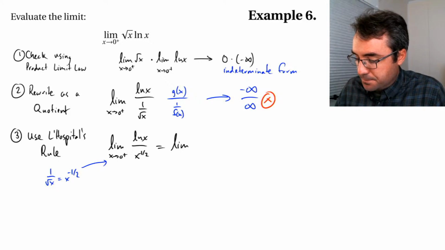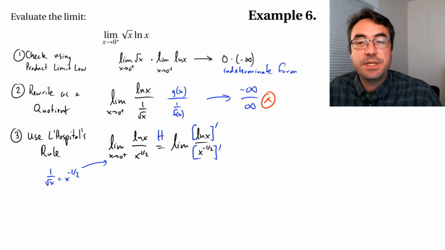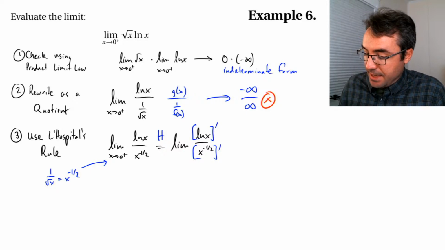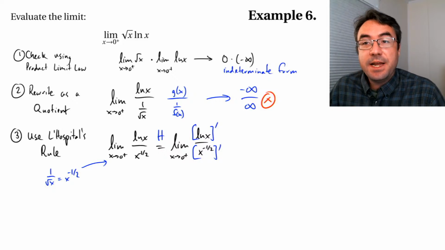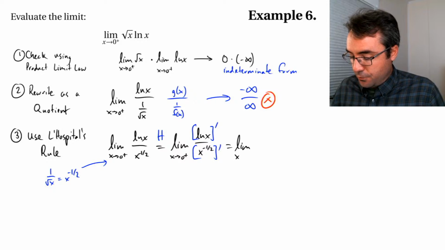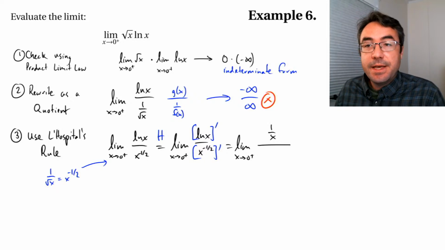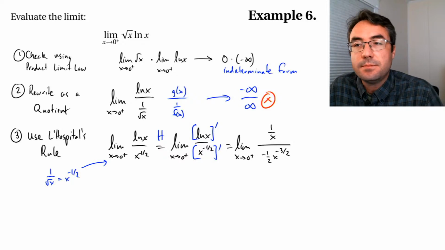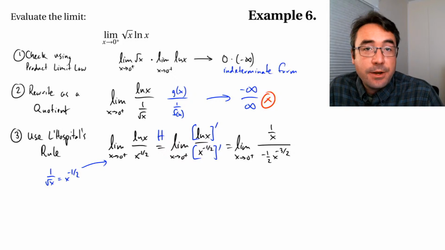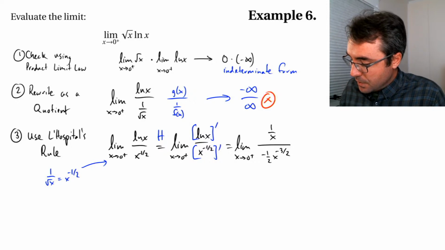So now let's apply the rule. We're going to differentiate the top function, differentiate the bottom function. That's where we're applying the rule. And it's the limit as x goes to 0 from the right. So let's do the derivatives now. The derivative of natural log is 1 over x. And then the derivative of x to the negative 1/2 is negative 1/2 x to the negative 3/2. And that's a brand new limit. We should try to simplify it, though, before we go further.